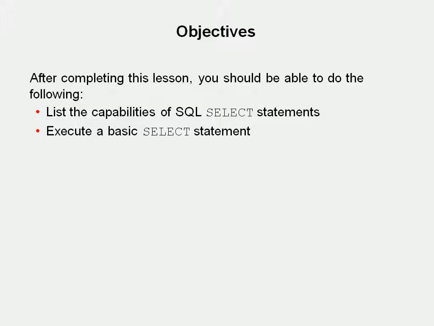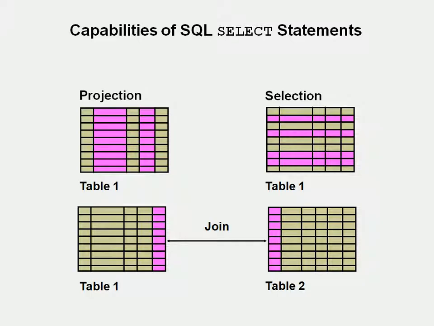After completing this lecture, you will be able to list the capabilities. Capability means the features, the working, the functionality, and the advantages. Clear? Simply the features. You will be able to use the different features of the select statement, select command. Clear? And you will be able to execute a select statement. So, capabilities of the SQL select statement: the select statement can have different capabilities, different features.